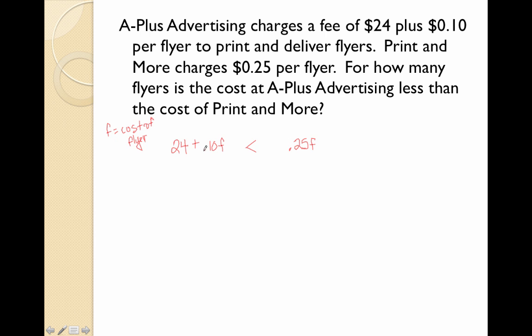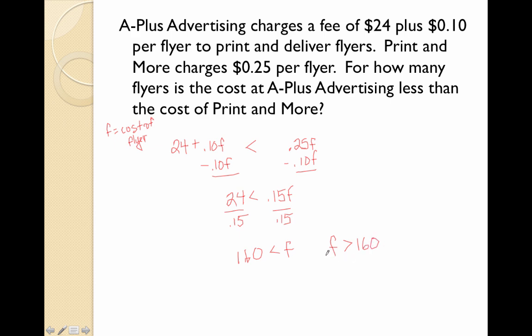And I've got two terms over here, but I only have one term over there, so I can go ahead and isolate by subtracting. So I end up with 24 is less than 0.15f. Now I can divide. I only have one term on either side. That's going to be 160. Apologize if you can't read that. Is less than f. And remember, I'm going to read that backwards. So f is greater than 160.